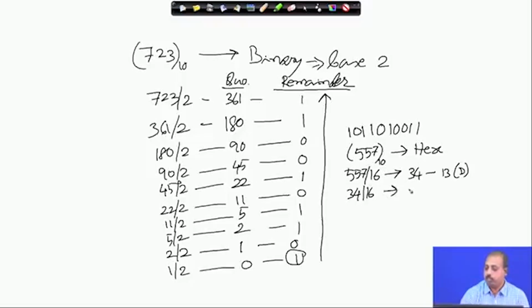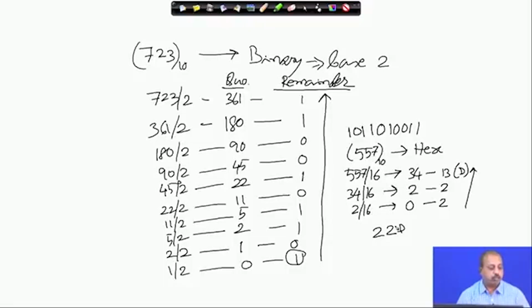Then this 34 divided by 16 gives you 2 as the quotient and 2 as the remainder, and then this 2, when you divide by 16, gives 0 as the quotient and 2 as the remainder. So, the number that you have, again in this sequence, is 2 2 D in the hexadecimal number system. This is the representation of 557 in base 10 as a hexadecimal number. This way you can convert any number from the decimal number system to other number systems by dividing it by the base of the number system.